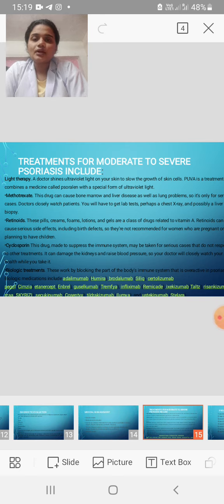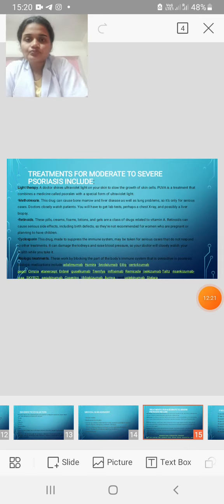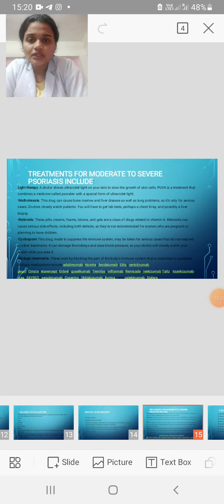In the treatment of psoriasis with light therapy, a doctor shines ultraviolet light on your skin to slow the growth of skin cells. PUVA combines the medicine psoralen with a special ultraviolet light. The drug methotrexate can cause bone marrow and liver disease, as well as lung problems.